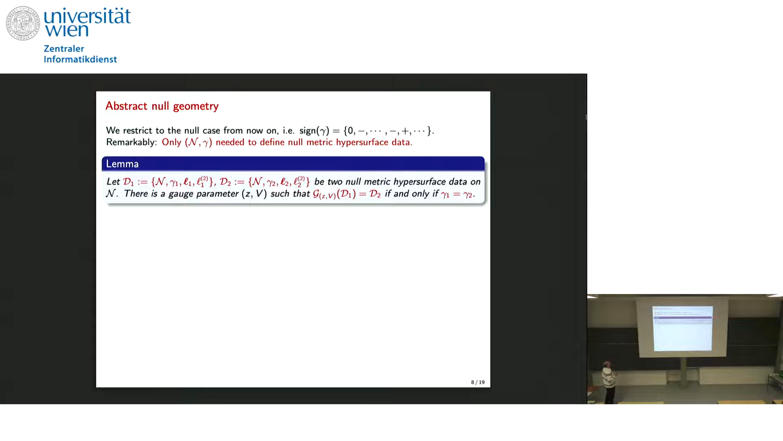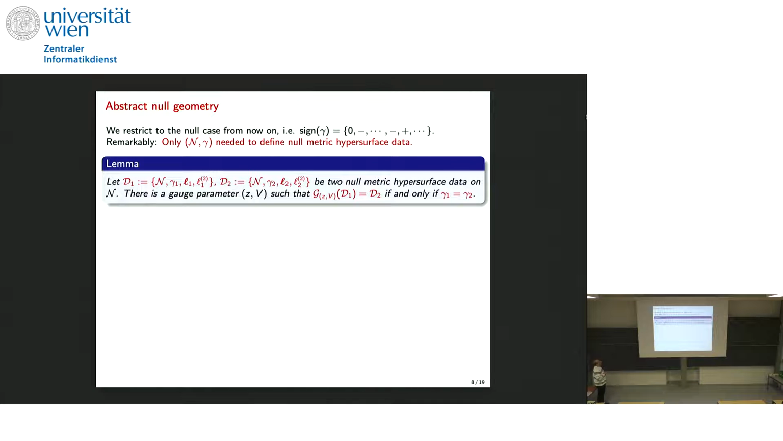Right. So from now on, I will restrict myself to the null case, because the application is related to this one. So I will restrict to the case where the signature has a 0, and the rest can be pluses or minuses, but it only has one 0.